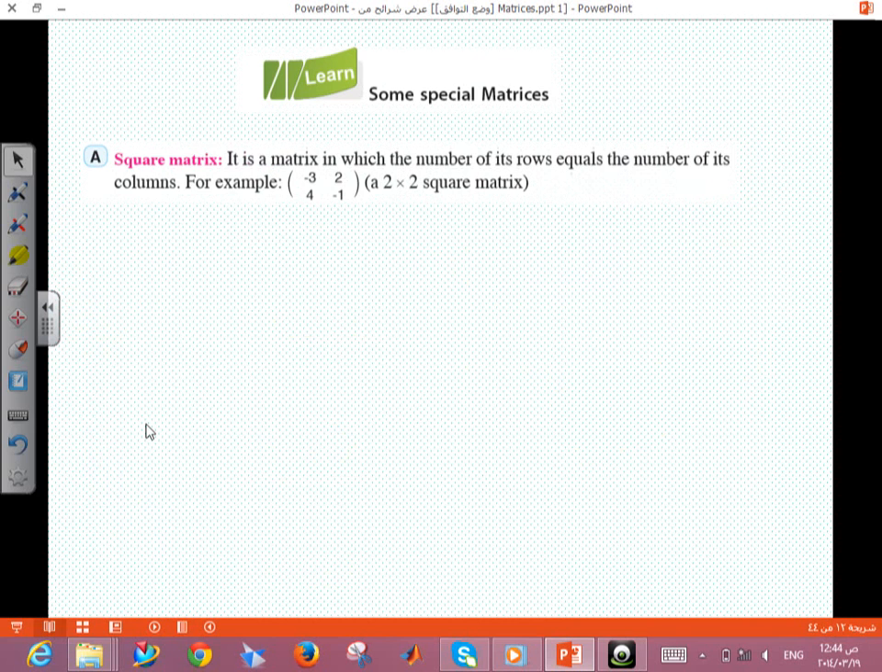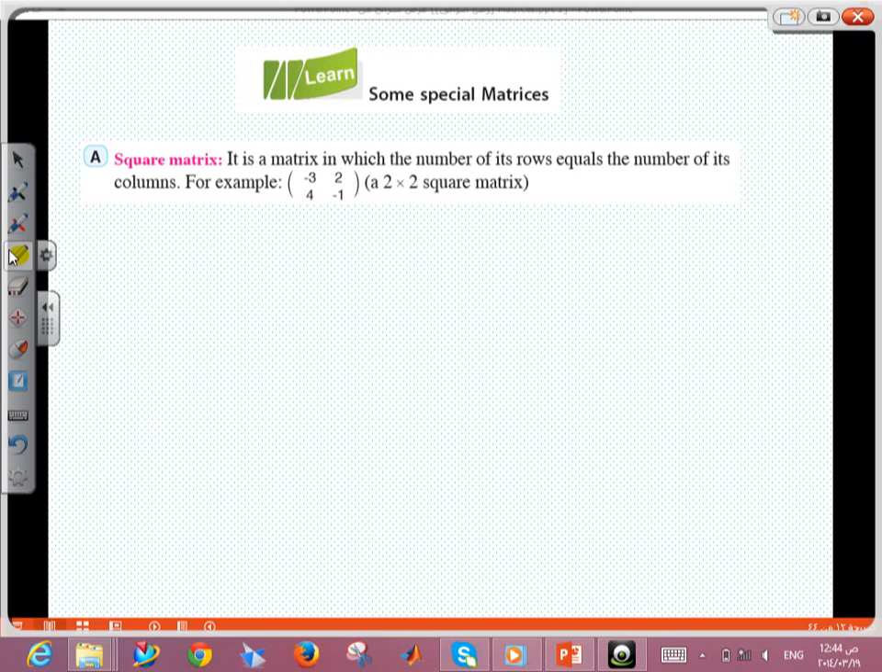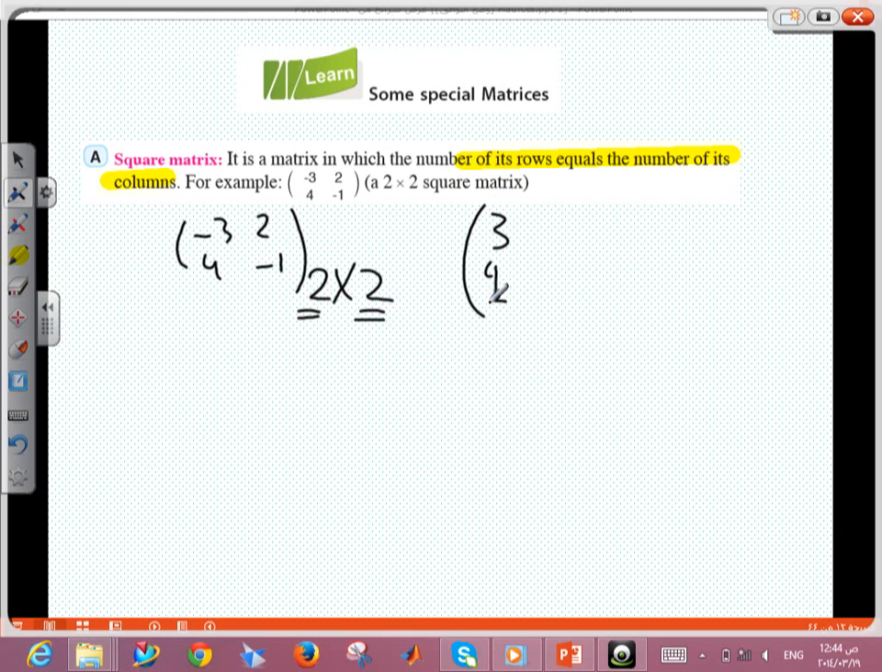Some special methods. First, square matrix. What does it mean by square matrix? The matrix in which the number of its rows equals the number of its columns. As an example, [-3, 4; 2, -1]. This matrix will be called a square matrix, because the number of rows equals the number of columns. If I say [3, 4, 5; 2, 3, 6; 8, 5, 2], the matrix is 3 times 3, a square matrix, because the number of rows equals the number of columns. Okay.